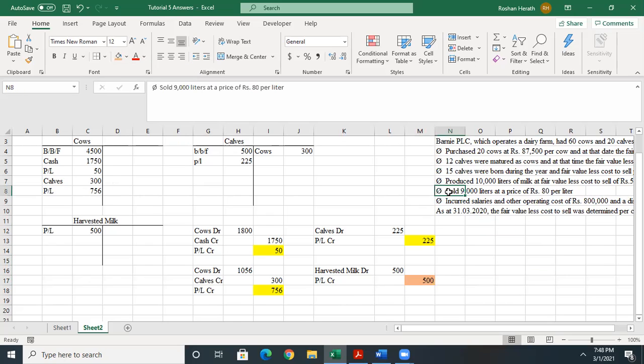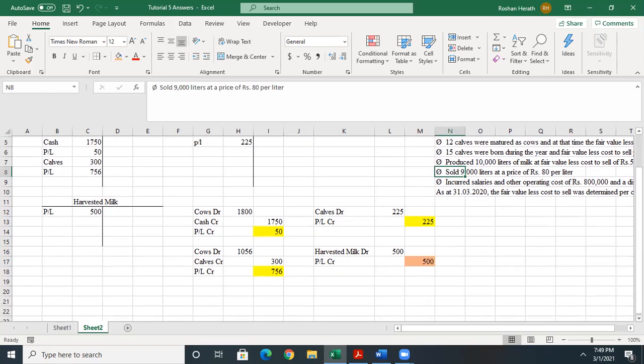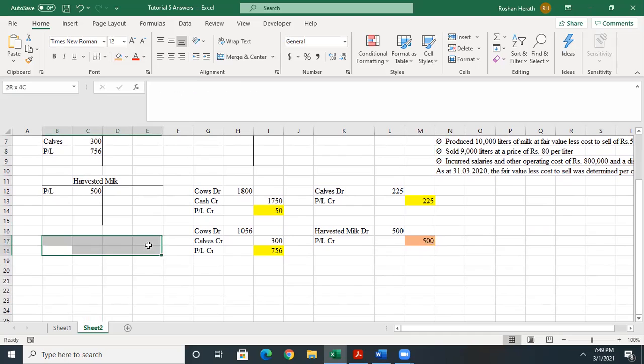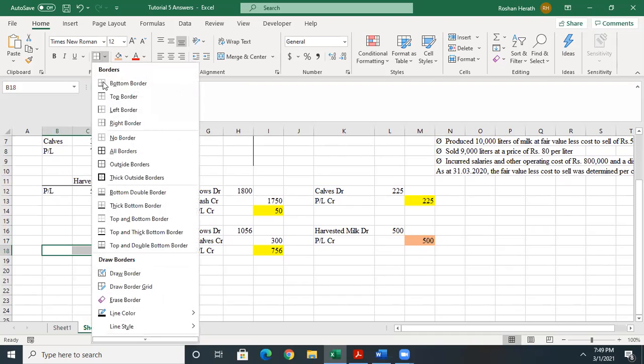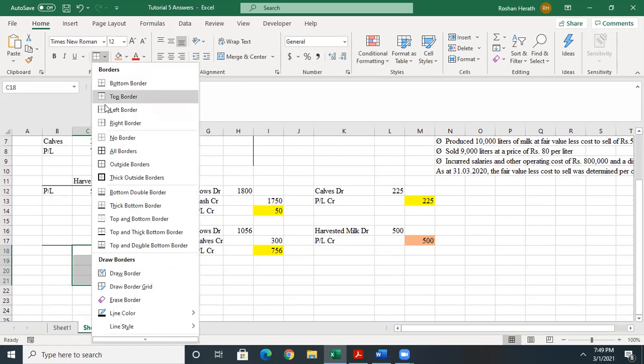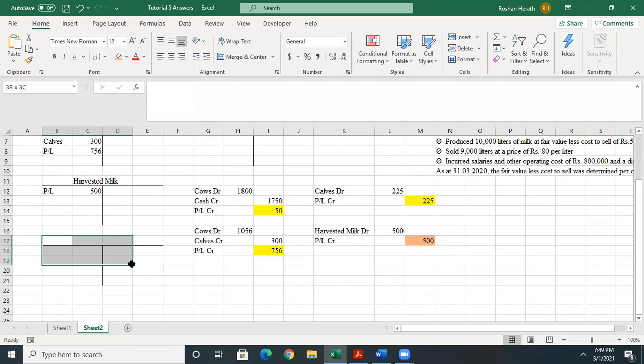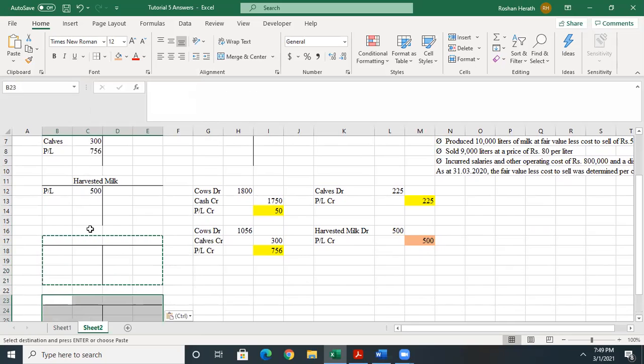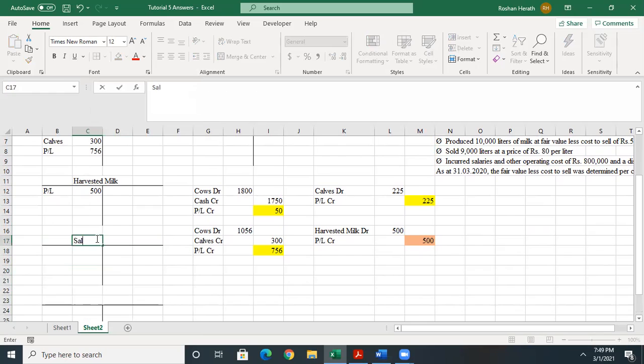Right. Then it says, out of this, you sold 9,000 liters. You are not going to do any value addition. You are going to simply sell 9,000 liters. Okay, it's simply a sale. So you have to recognize it's simply a sale. You made a sale and it's for cash. So it's a sale, and also there must be a corresponding cost of sales.